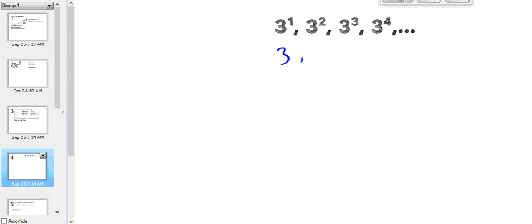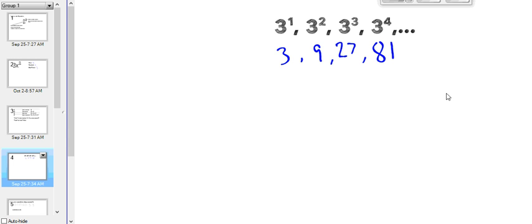3 squared is 9, right? 3 times 3. 3 to the third is 27. And then 3 to the fourth is 81. All right, so I want us to pick up a pattern. Like to get from 3 to 9, right? We had to multiply by 3. To get from 9 to 27, 9 times 3 is 27. So another case where we multiplied by 3. 27 times 3 is 81. So again, we're multiplying by 3.